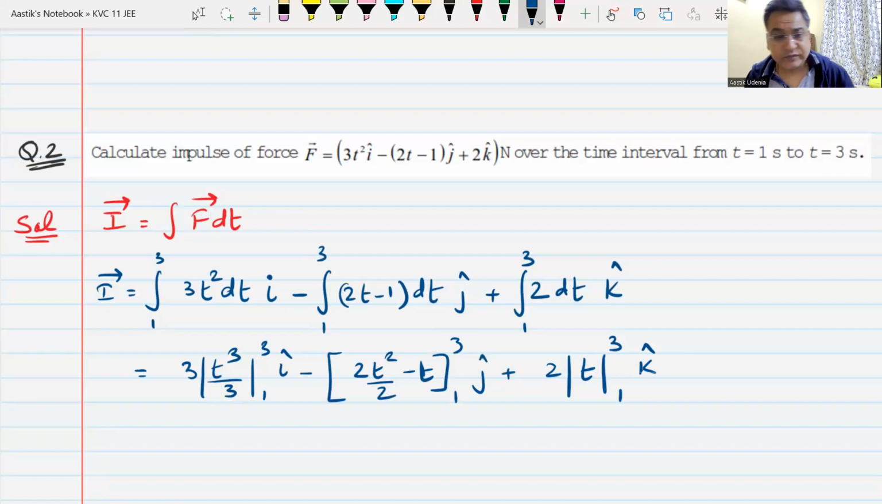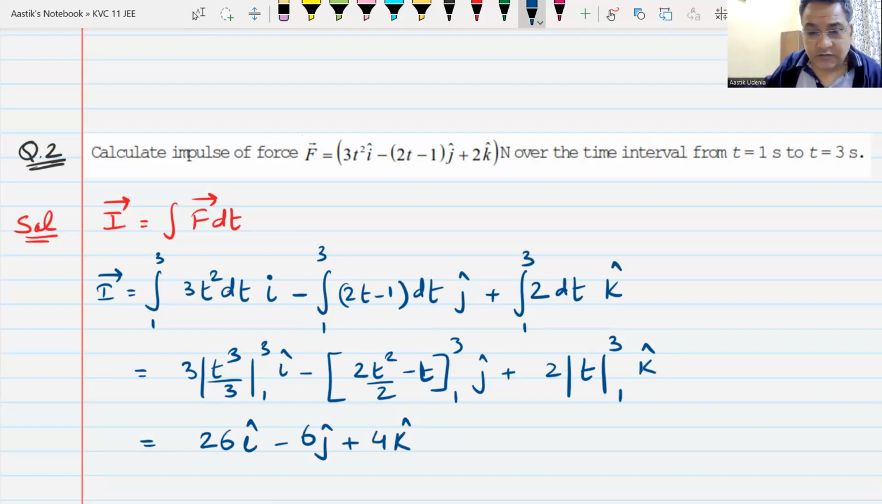Do we understand this? The final answer that I have is something like this: 26i minus 6j plus 4k. So you can check your answers. You can do these calculations at home. You can do that, yes or no? Everyone has understood this? How to do this? How to find out impulse? Okay.